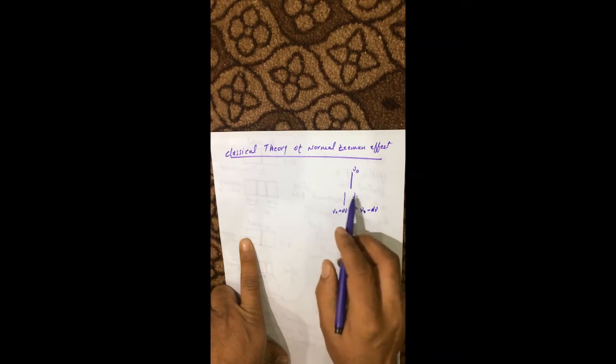If we pass this line through a nickel prism, then this remains unpolarized, and these two lines are circularly polarized. This is one kind of normal Zeeman effect.